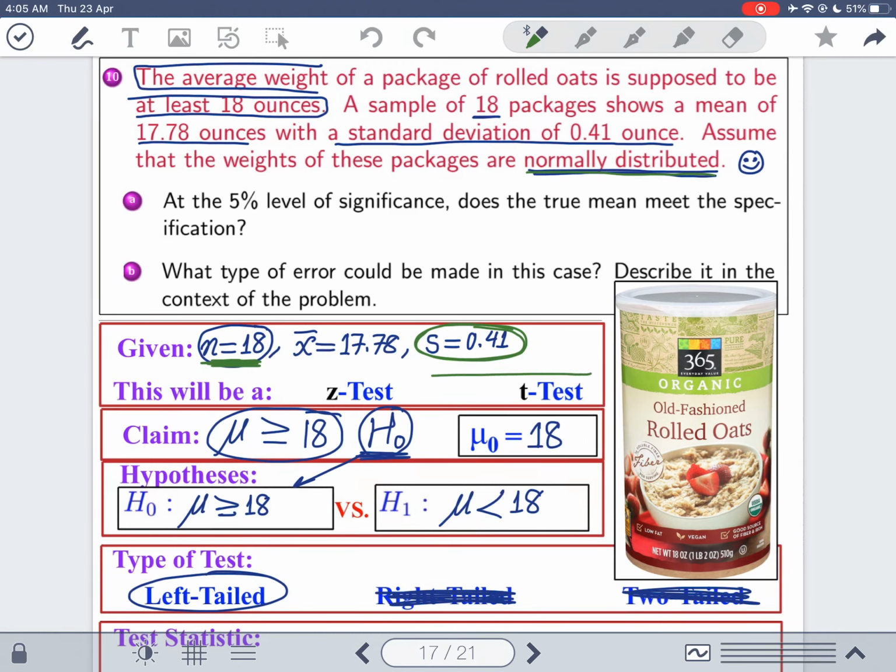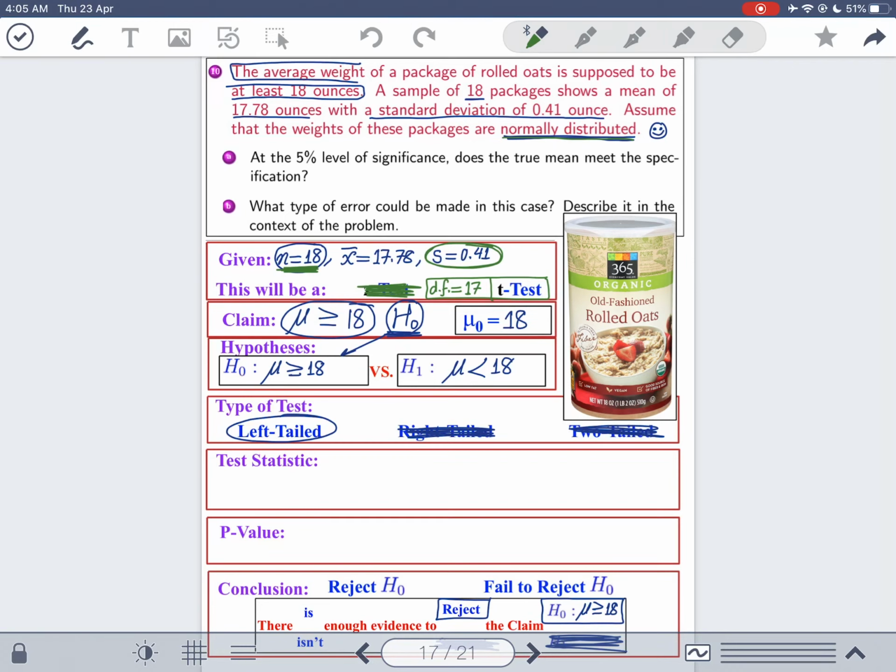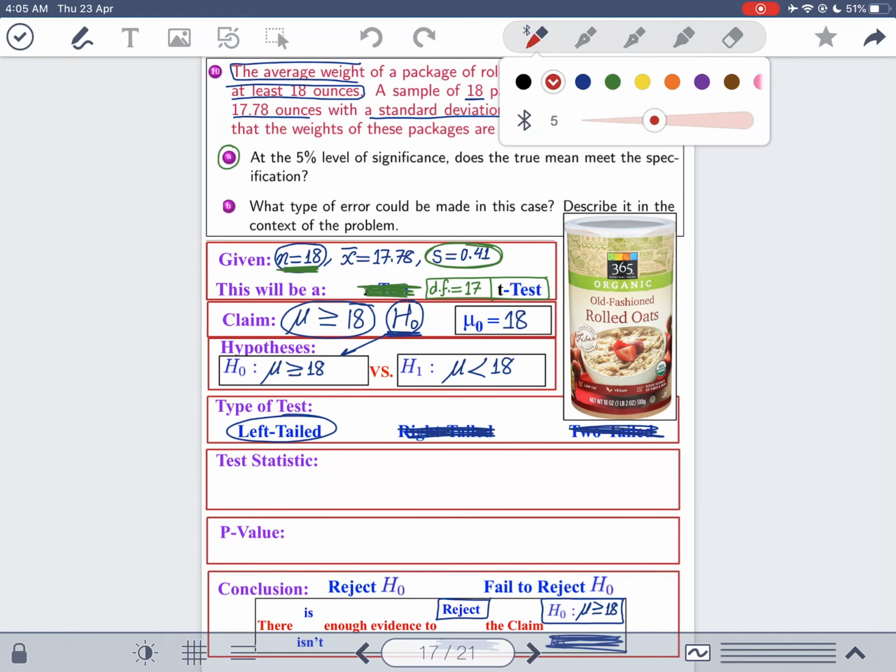And because we're using the t-test, we're going to first take out the z, and remember, for the t-test, we also write the degrees of freedom just to make our life easier. And so since the sample size is 18, degrees of freedom will be one less, so 17 degrees of freedom. And now we can compute the t statistic. And then, okay, if you want, you can read the question before we do it.